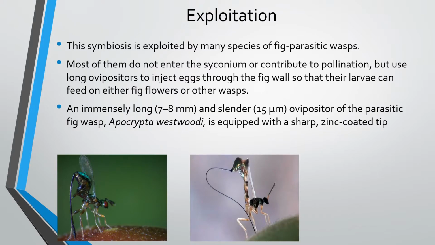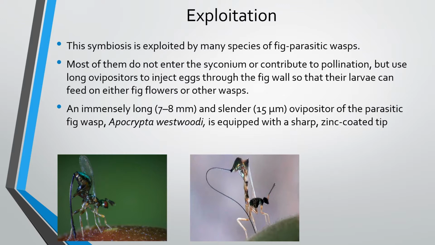There is some exploitation of these figs as well. This symbiosis is exploited by many species of fig parasitic wasps, and most of them don't enter the syconium or contribute to pollination. They use their long ovipositor to inject their eggs through the fig wall, so they don't even have to go into the fig. They can just insert their young through that and basically piggyback off the other wasps that go in and do the pollination.